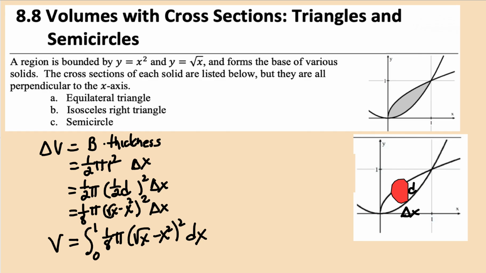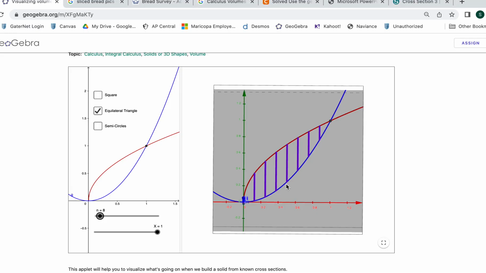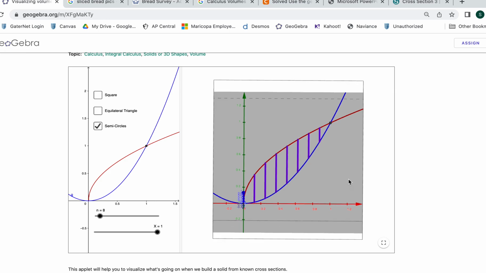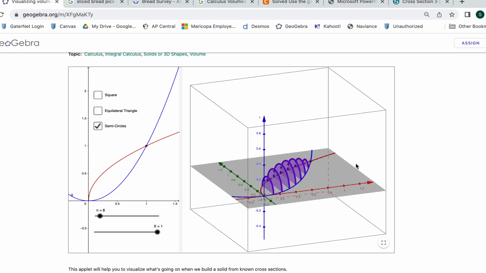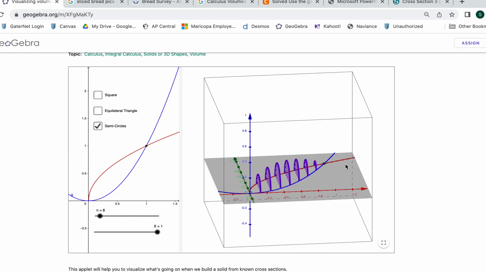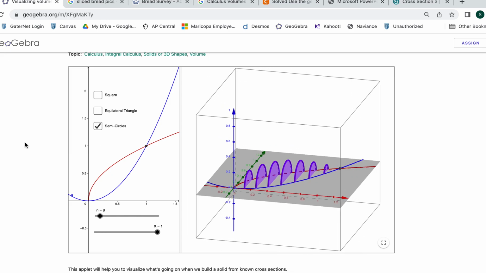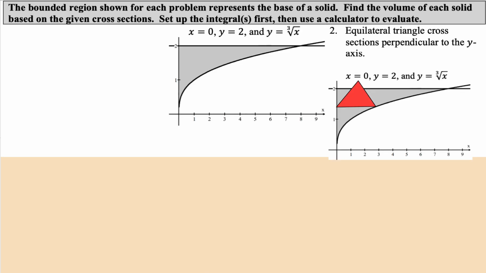All right, and our last one, cross-section demonstration. Here we go. Now I'm going to deselect equilateral, go to semicircles, and you can see the semicircles here. Let's go back, and here's our last one.